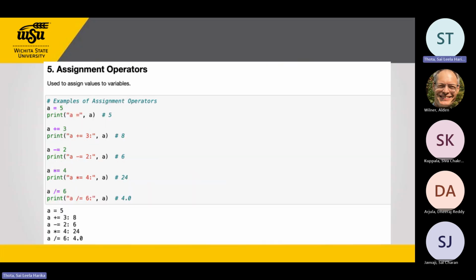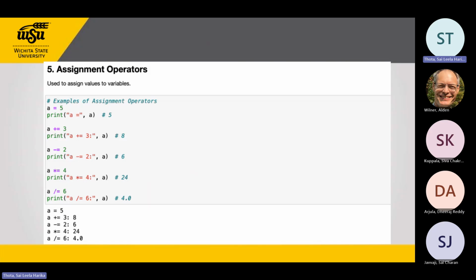Okay. Assignment operators. Basically, assignment operators are just used to assign values to variables. So I assign A equal to 5 and I try to print A, and A plus equal to 3, which means A equal to A plus 3. So which is 5 plus 3, 8, and A minus equal to 2, so A equal to A minus 2, which is 6, because 8 minus 2 is 6, right?